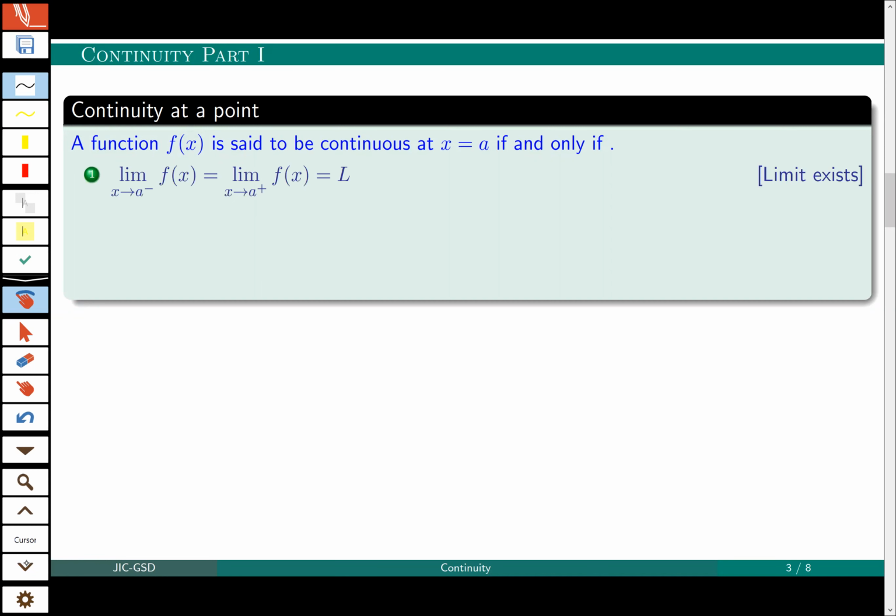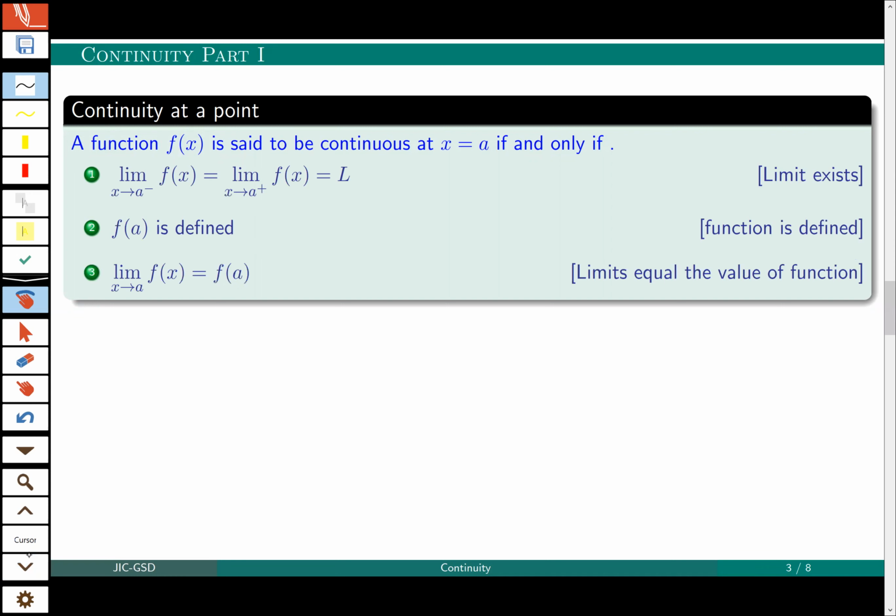The first condition: the limit when x goes to a from the left should equal the limit when x goes to a from the right, and that means the limit exists. The value of the function is defined and they must be equal. This can also be summarized in one statement.